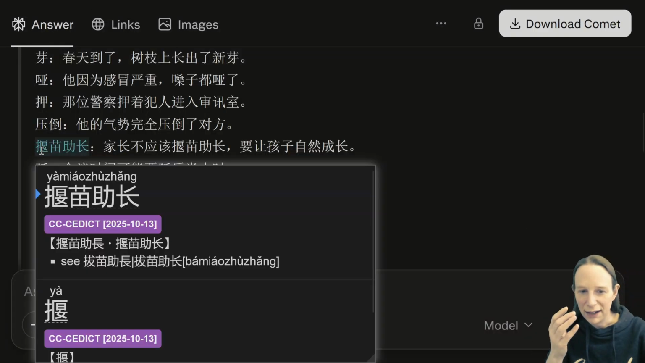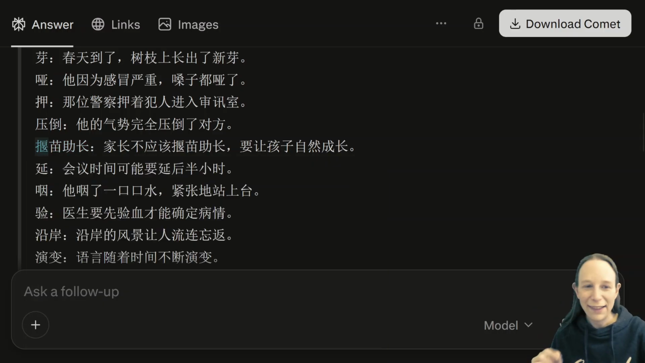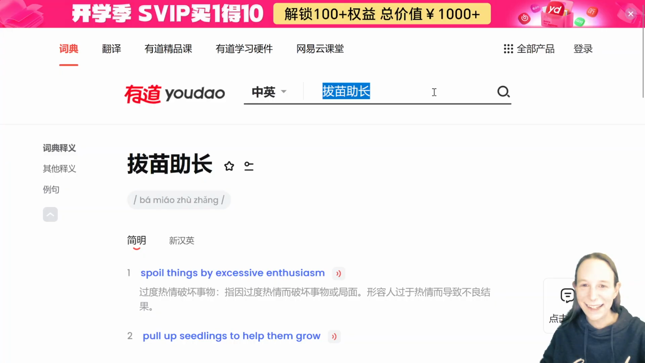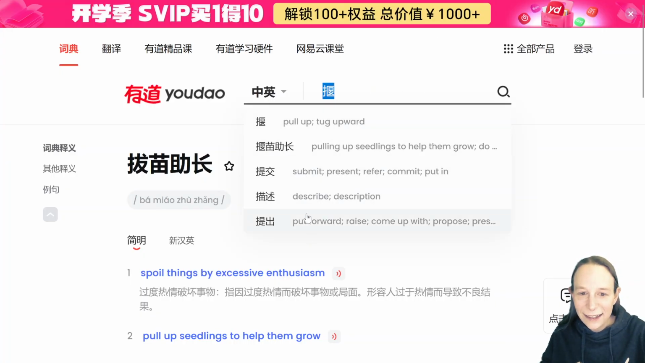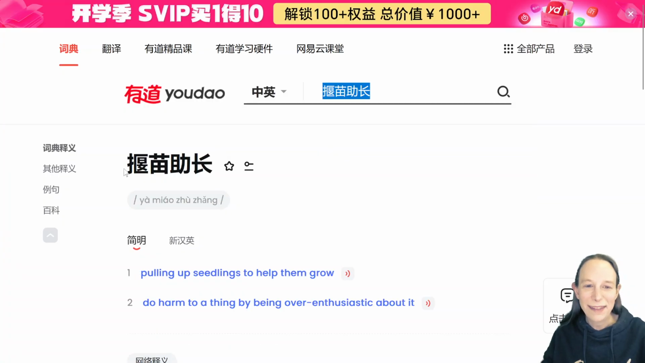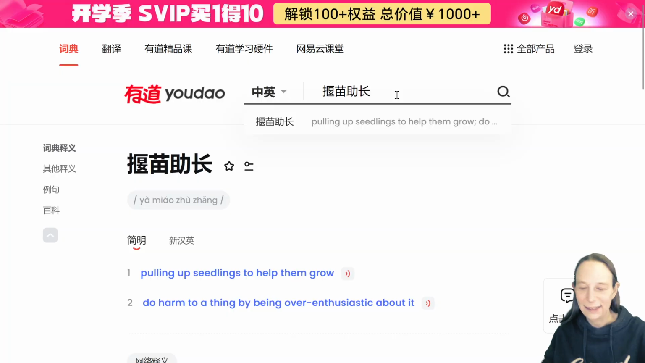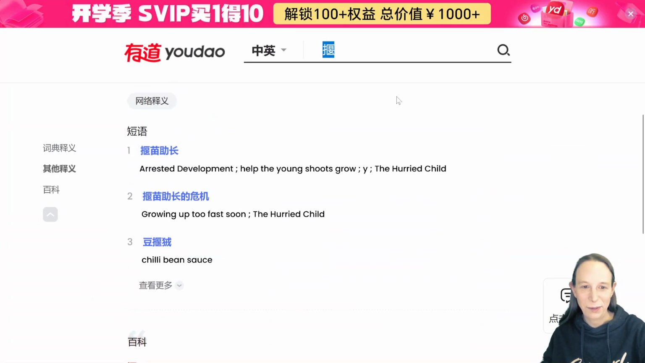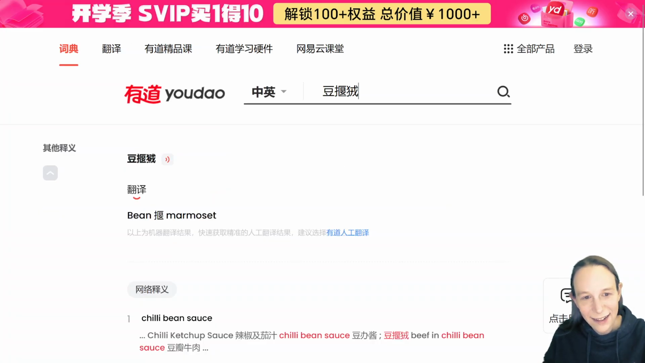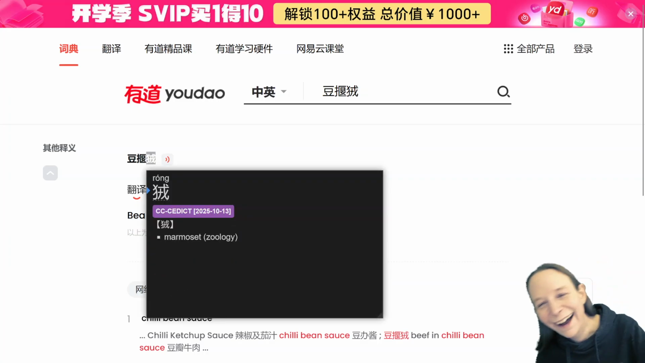Now, this is 揠苗助长, which, as far as I know, is just identical to 拔苗助长. And yeah, the only phrase I know that has this character ya is this one. I don't know if there's any others. Maybe there's not. Maybe there's just an old way of writing it. To eradicate, to pull up. Yeah, I don't know. Are there any other words? Probably not. Okay. So, yeah. What's that character? Marmoset? What?